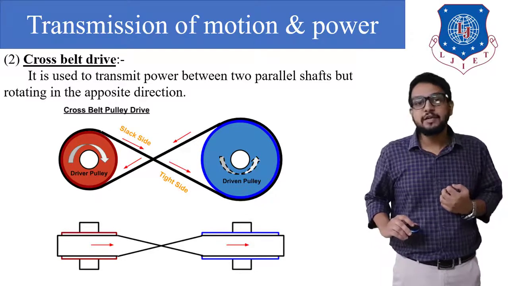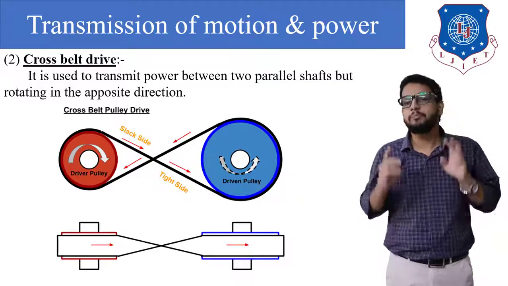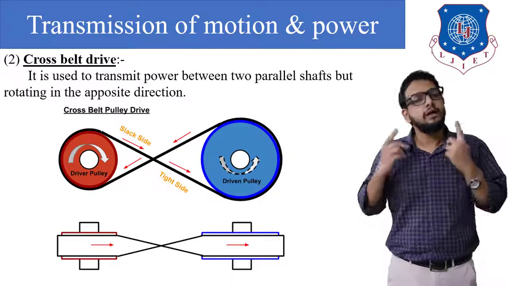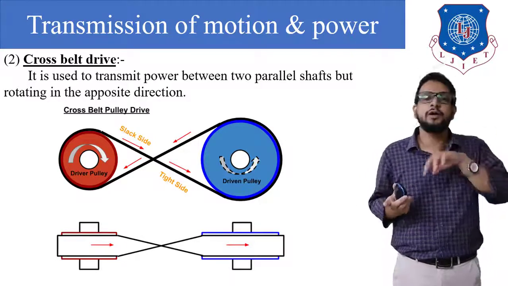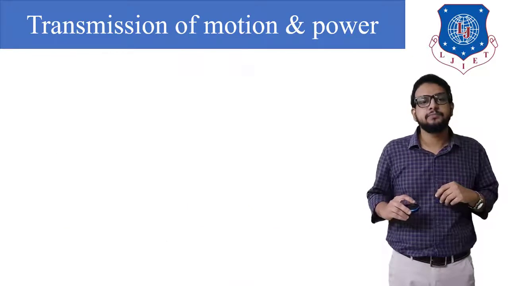Remember its characteristic, that is it can only be used when two shafts are parallel and we need to transmit mechanical power in opposite directions, that is one clockwise, and the other anti-clockwise. Okay, now let's see further.